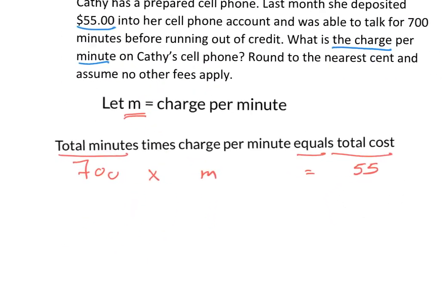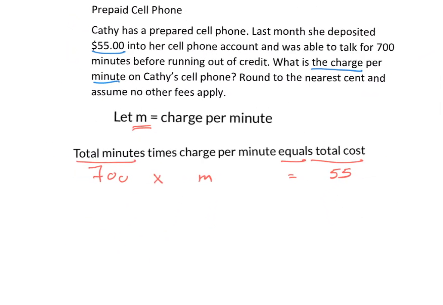All right? And the question was, what is the charge per minute on Kathy's cell phone? So we need to look for M. We need to solve for M, right? We can use the inverse operations to solve equations. So for this equation, we're gonna divide both sides by 700 in order to solve for M.